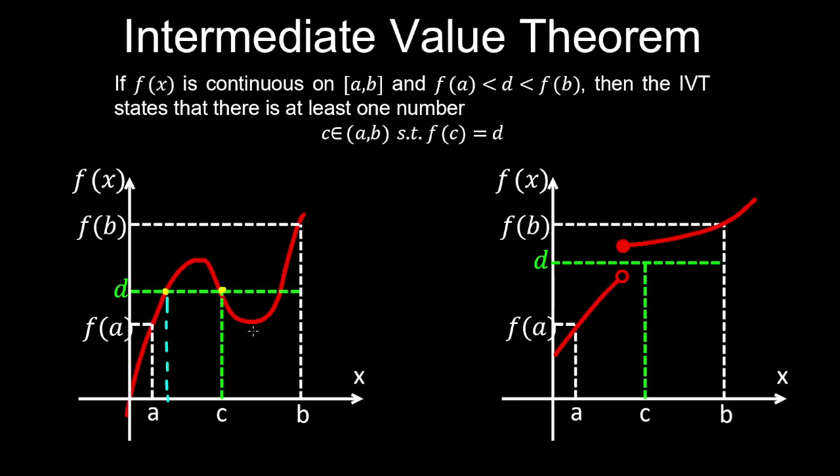And note that this function must be continuous for the intermediate value theorem to hold. Because if we look at this second case here, for a function that is discontinuous on the closed interval from a to b, well, you can see that we can find the number d that's between the value of the function at a and b, but there's no such number c where f of c evaluates to d, as we can see.